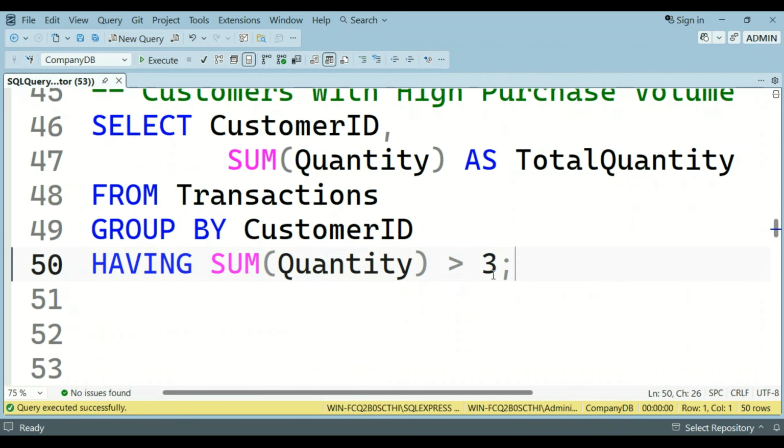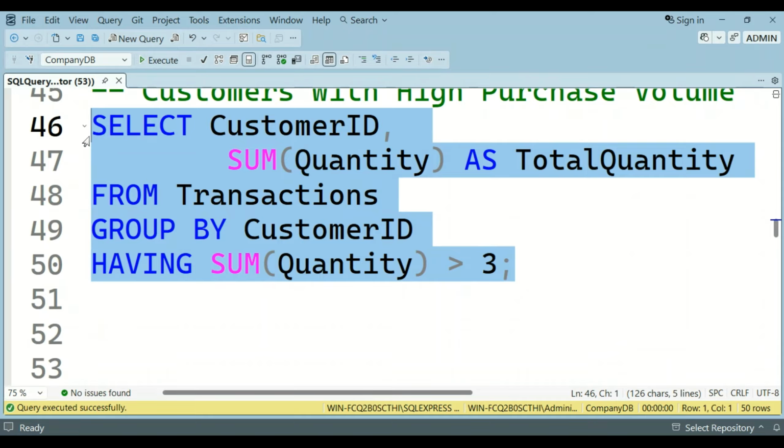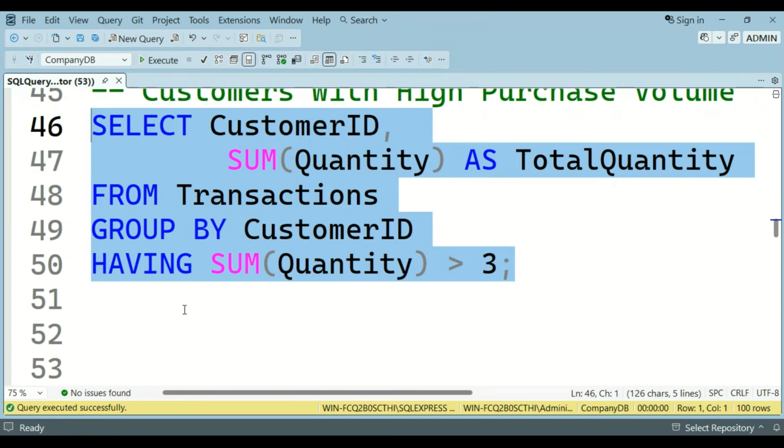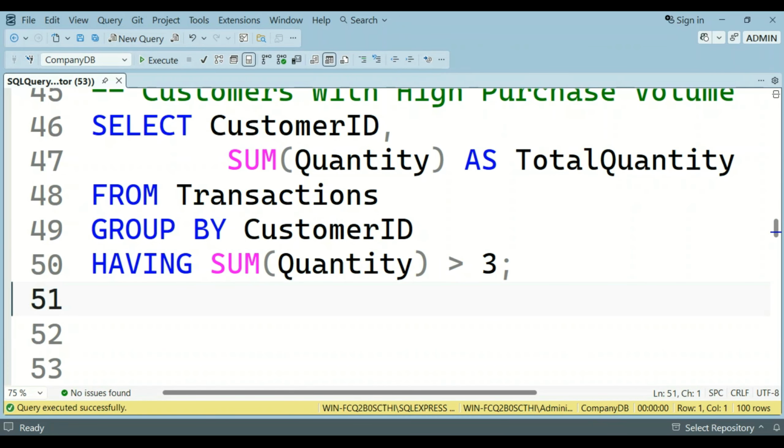Query number 4. Which customers bought more than 3 total items? This query groups transactions by customer ID and calculates total quantity purchased. Then HAVING filters only customers with more than 3 items purchased.